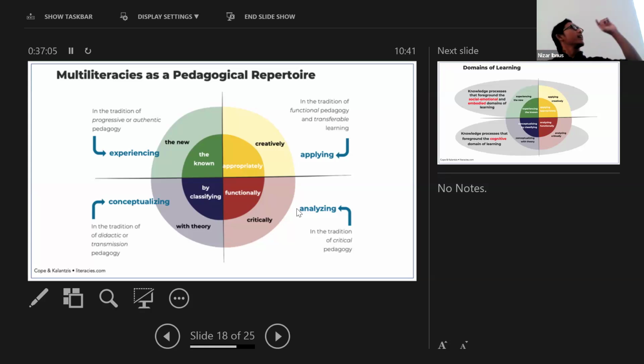So okay. And also the last thing to clarify is that the authors, Cope and Kalantzis, do not serve it as a recipe but rather as a repertoire.